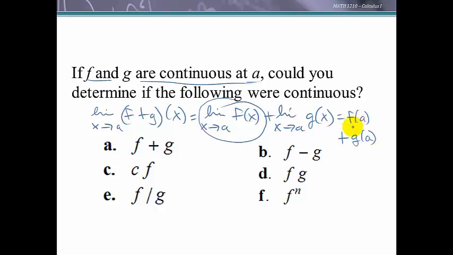And then having these two functions summed together by the properties we learned in college algebra, this equals f plus g at a. So essentially we just showed that the limit equals the function value at a, and therefore this sum of two functions is continuous. The others could be proved very similarly.